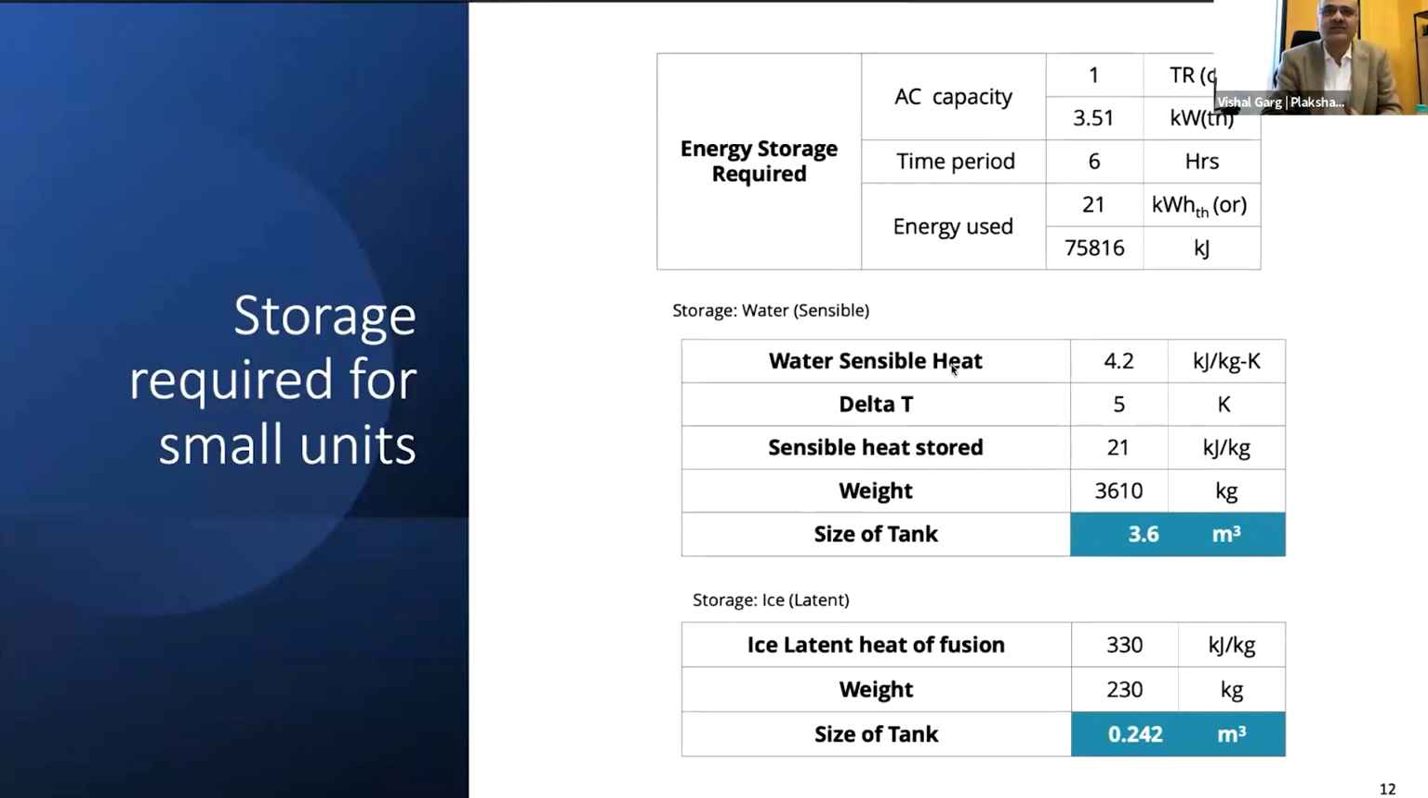And if we store it in water, that means we will need 3,610 kgs of water. Now, where can I put that much water on each AC unit? And if I don't use it, then I've charged it in the daytime and I'm not using it in the night time, that's wasted. If we take ice, we might need less, just 230 kgs, but still it is a lot of weight.